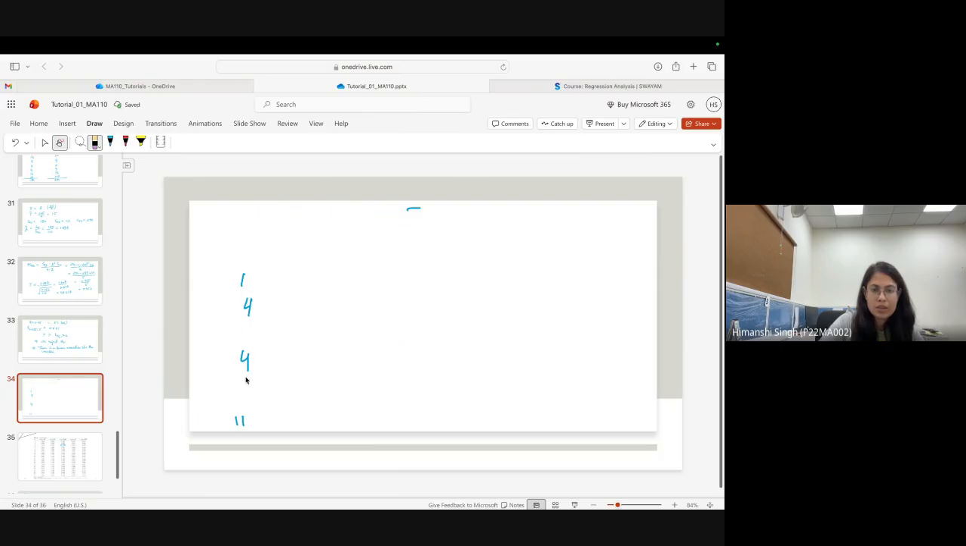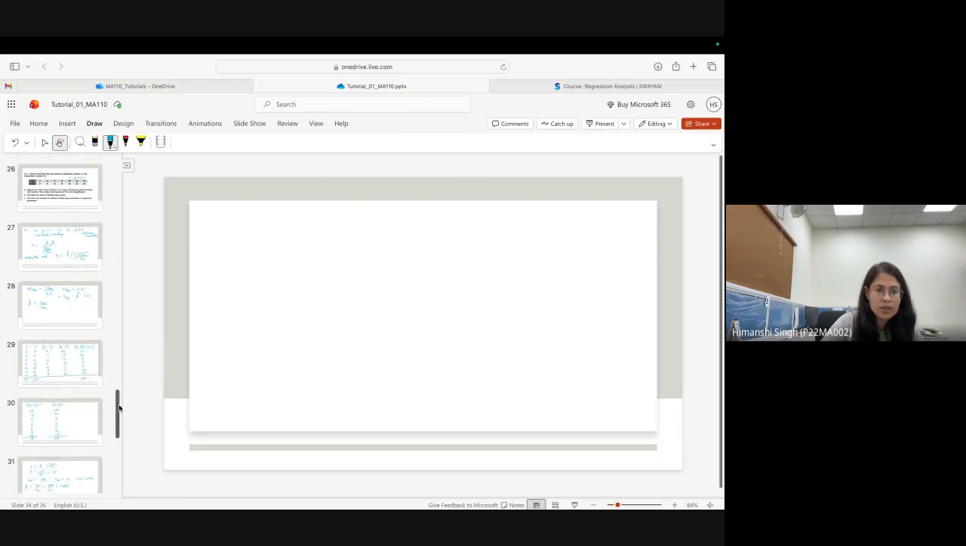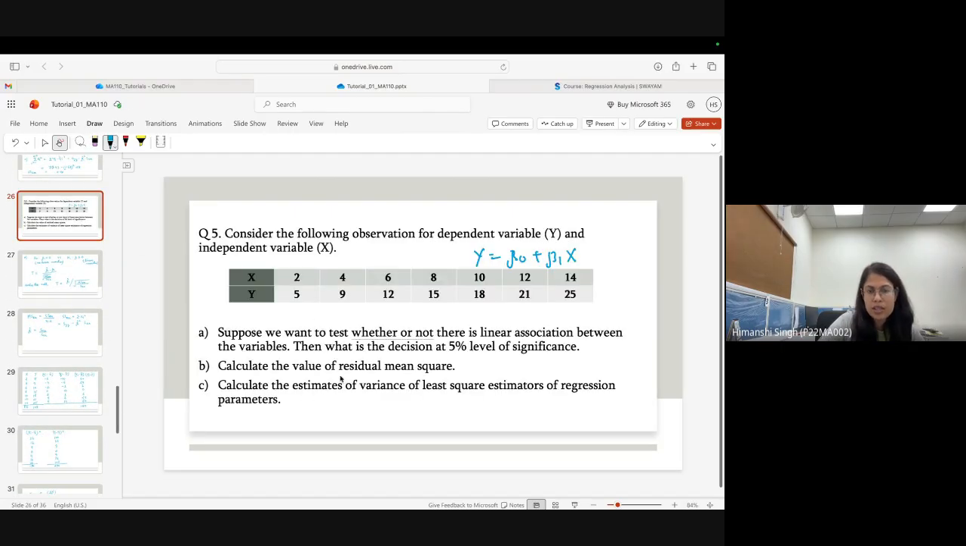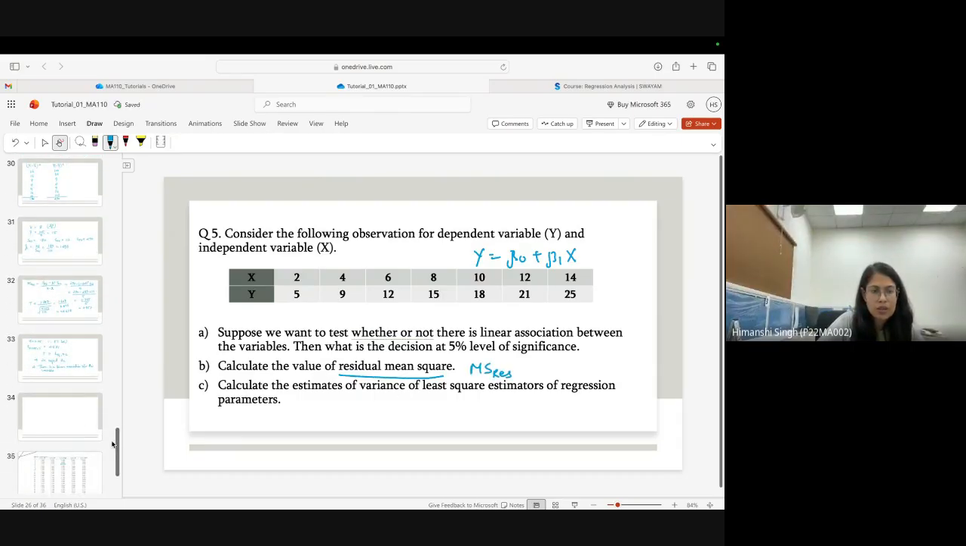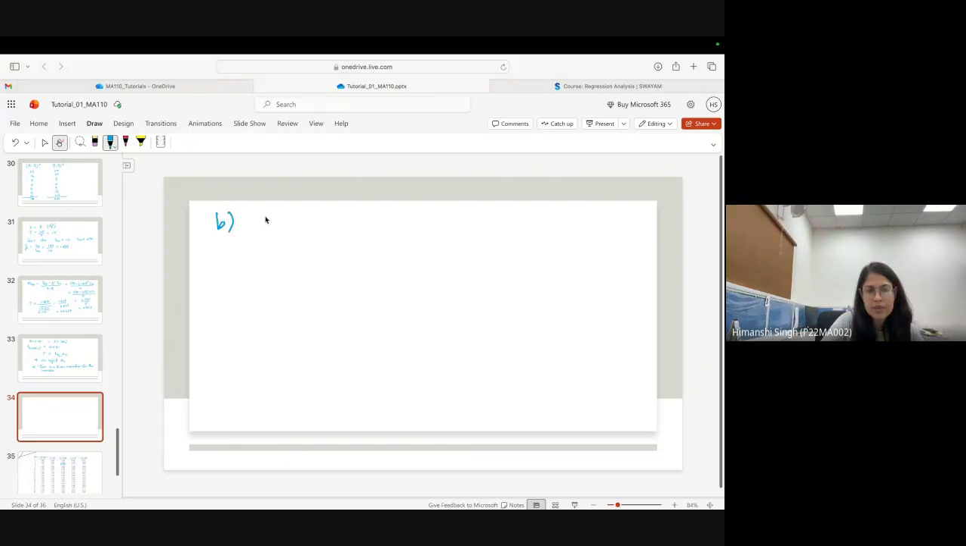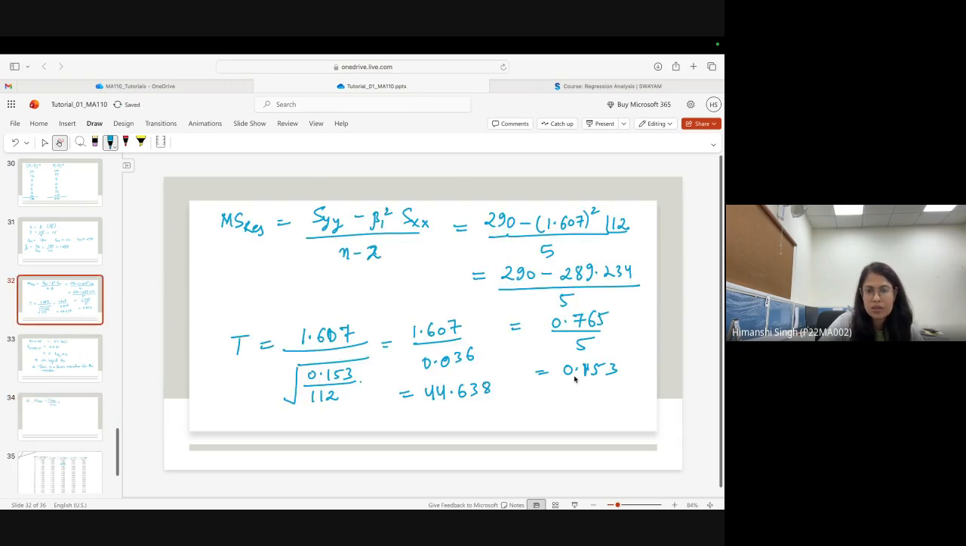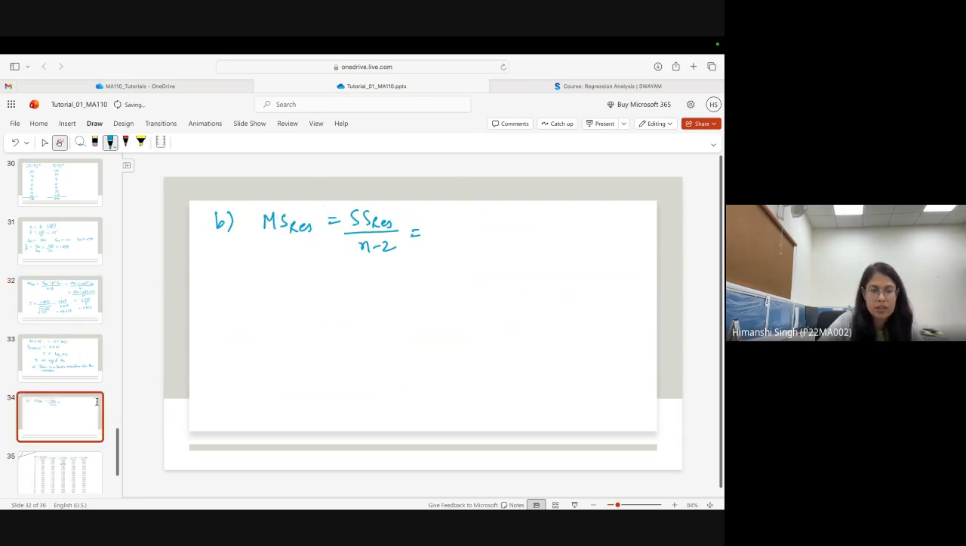So in the next question, it is asked to calculate the residual mean square, which is nothing but MSRES. We have already calculated this. MSRES is nothing but SSRES divided by n minus 2, and that is 0.153.